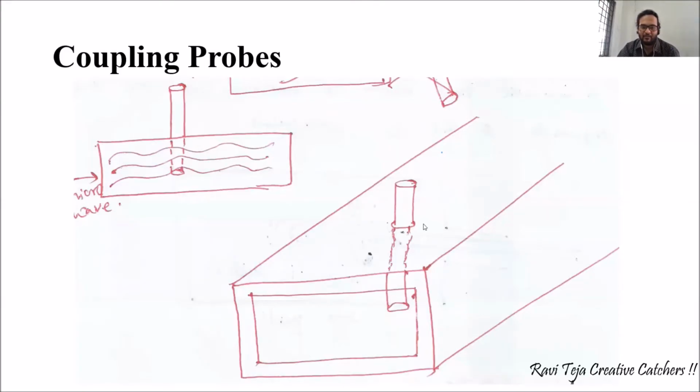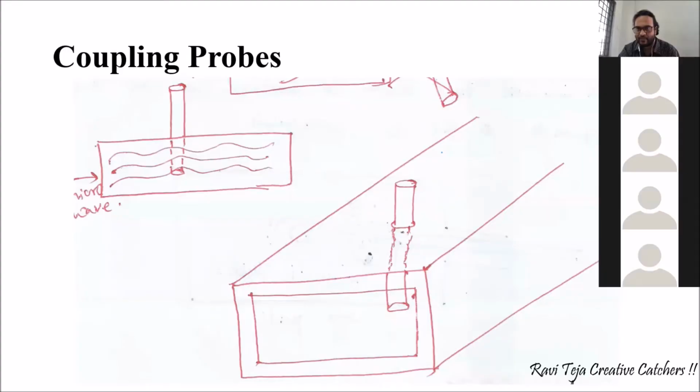Okay, take a waveguide or a resonator, make a hole in that and put a metallic pipe in that. That pipe will act as a coupling. As we have connected this particular metallic pipe to a cavity resonator or a waveguide through a hole, we are calling it coupling.